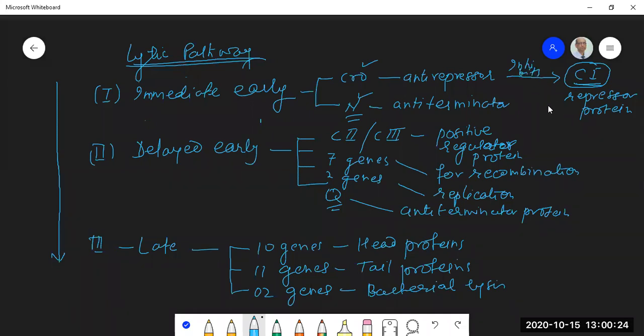Inhibits transcription of the CI. This Cro protein, what is its job? It is an anti-repressor. So what does it do? It tends to inhibit the expression of the CI gene.